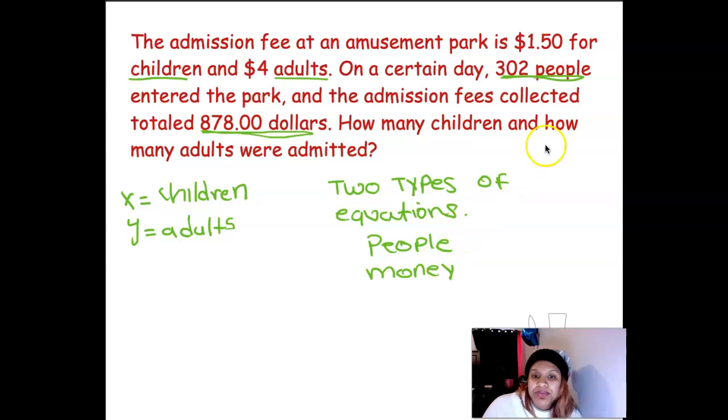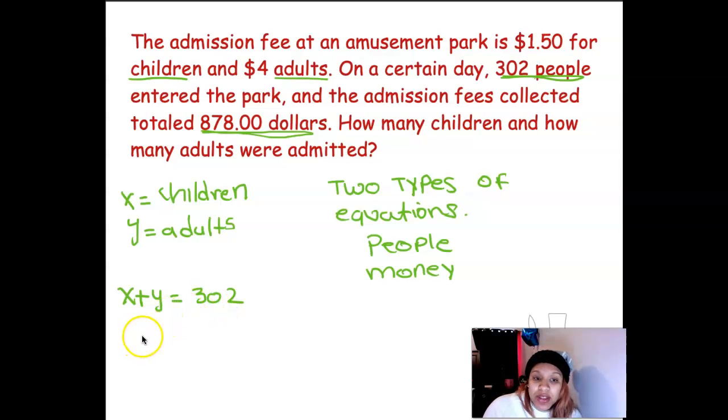All right, well, let's see. For the people equation, am I told how many children were in on that specific day? It doesn't say. And I'm not told how many adults were in on that specific day. I only know that the total of people that went in were 302. So I don't know the number of children, nor the number of adults, but I do know that it was a total of 302.